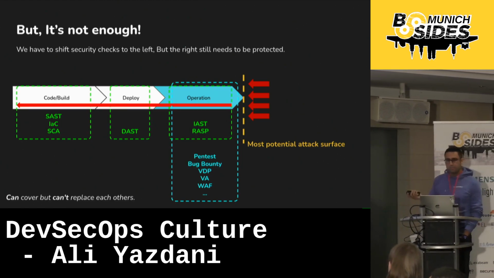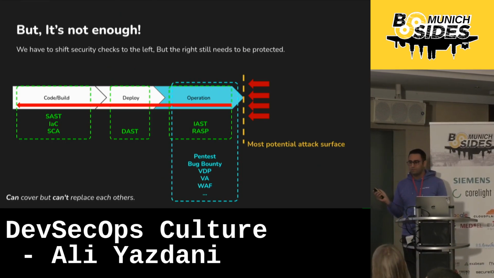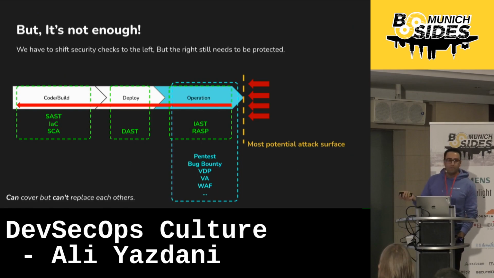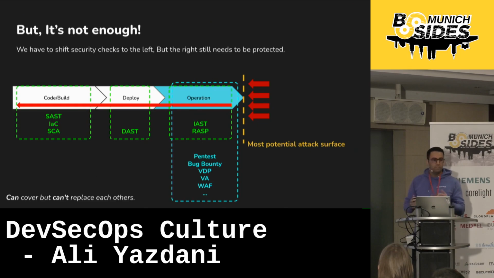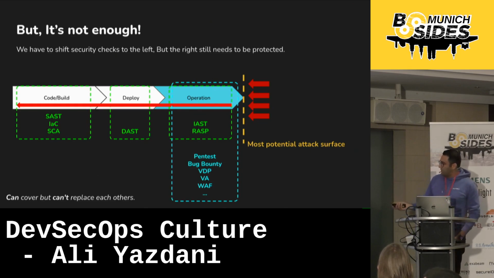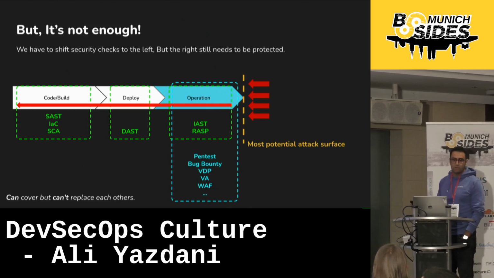But it's not enough, because I can see a lot of companies, a lot of LinkedIn posts, a lot of tweets. It was tweets, but I don't know what it is right now, X. People are talking about, okay, we implemented some SAST, DAST, and things like that. So why do we need a penetration test? Why do we need a bug bounty, VDP, and things like that? And I can say, while we are shifting security tests to the left side of the development pipeline, the most potential attack surface that we have is the right side.